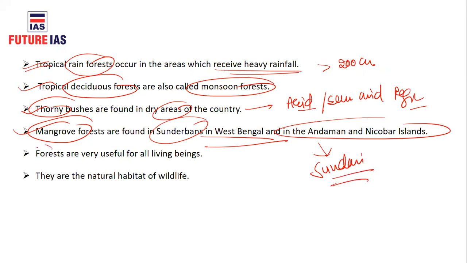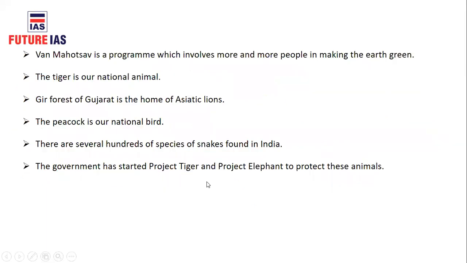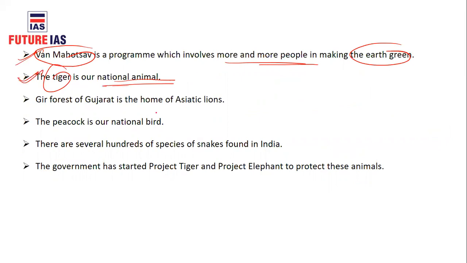Okay, the forests are very useful for all living beings because they provide the timber, okay, oxygen, and other minor forest produce. And apart from, they will also provide the fruits, and they are the natural habitat for the wildlife also. All right. And the Van Mahotsav program, which involves more and more people in making the earth green, which is also celebrated. And the tiger is basically our national animal, all of you know about it.